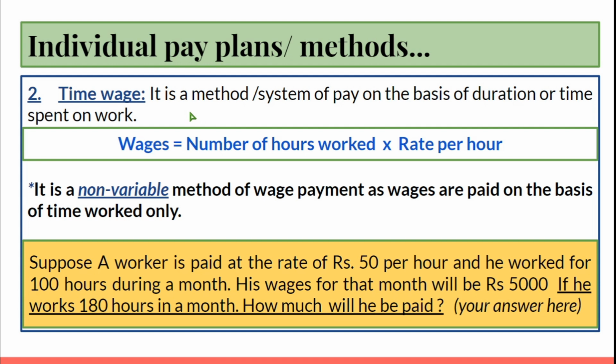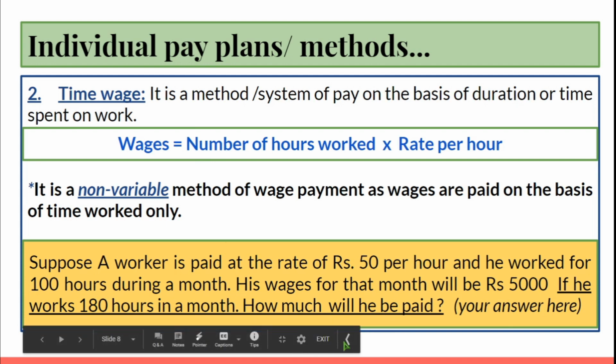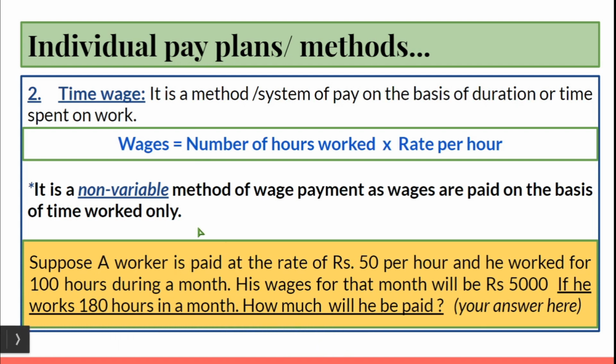Irrespective of the output or completion of the work, it is a non-variable method of wage payment, as the wages are paid on the basis of time worked only, or we can say it is a fixed pay method. It is calculated as wages equals number of hours worked multiplied by rate per hour.